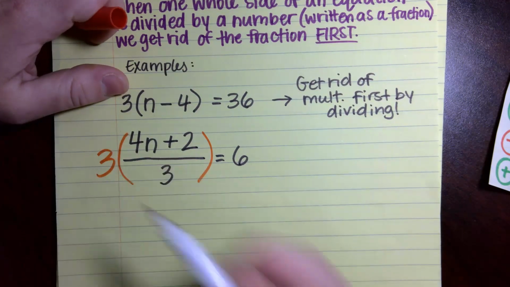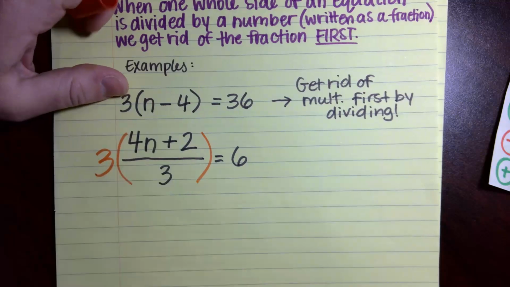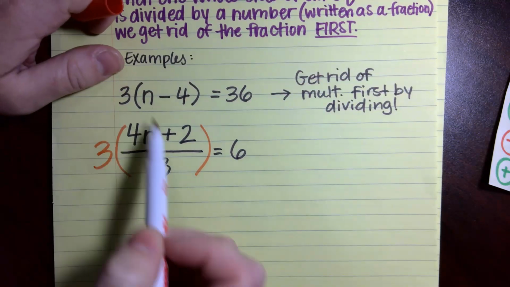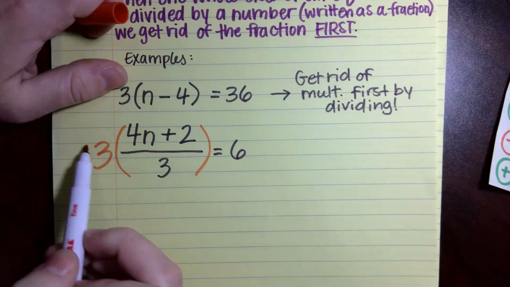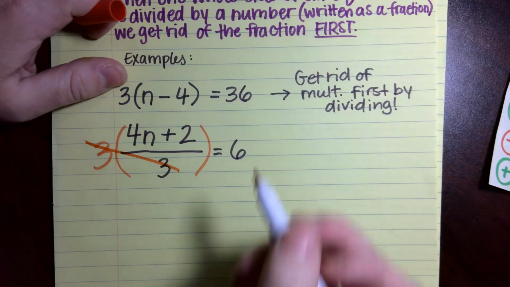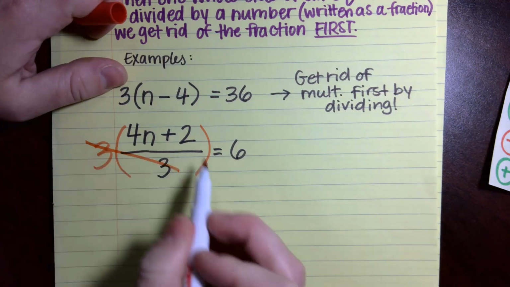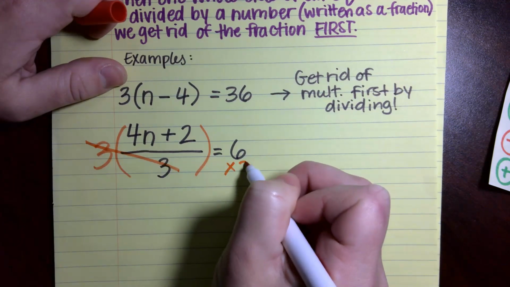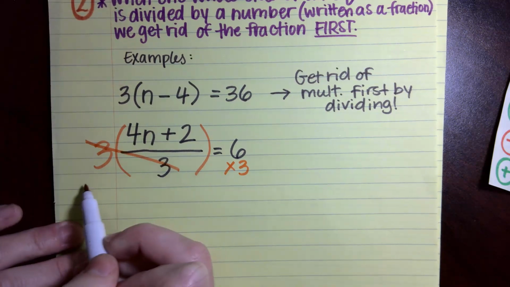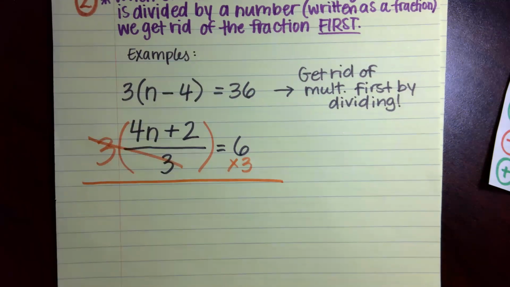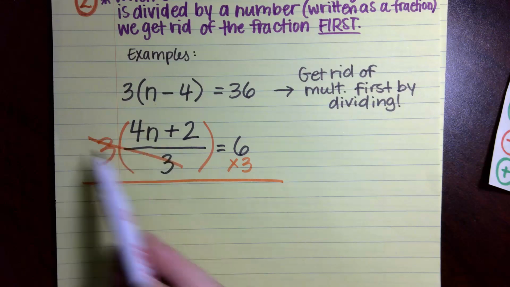I'm going to write it like this. I'm going to multiply this whole thing by 3. And guess what? You don't have to do distribution or anything. These 3's cancel. So if I do that to this side, I also have to do that over here. All right, so we got rid of our 3.